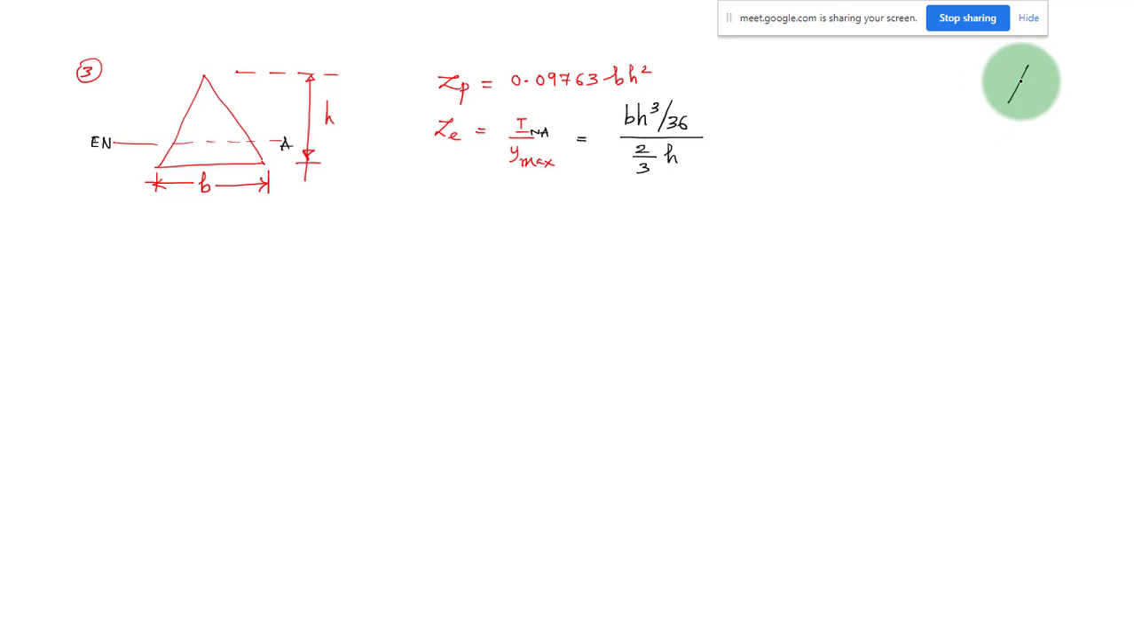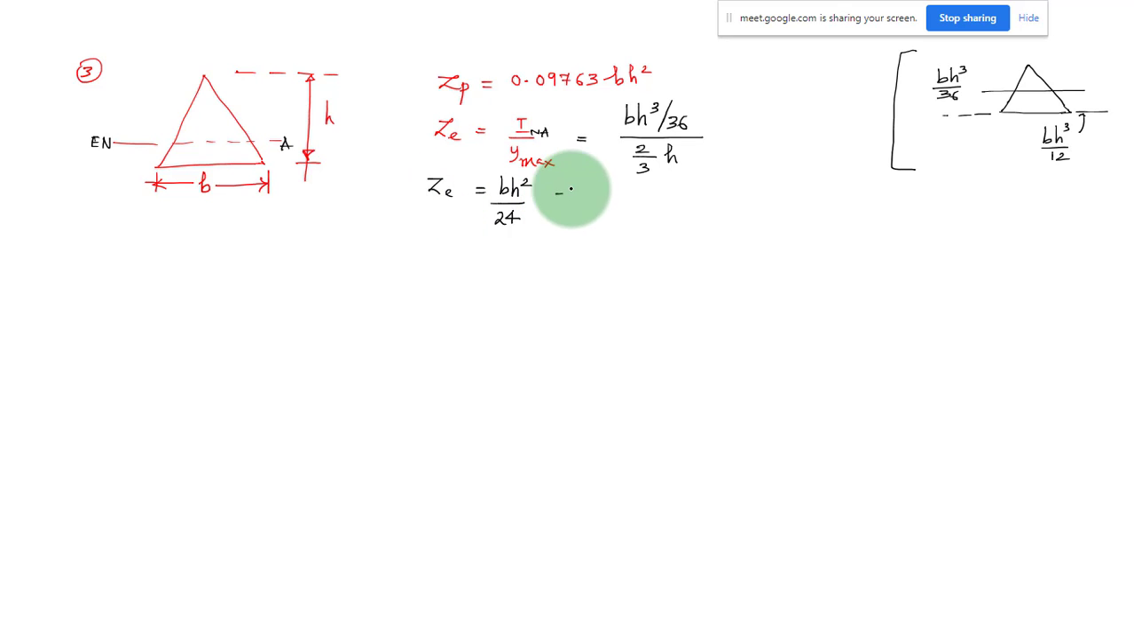You should remember that result. These are all first year basic results. About the neutral axis, the value will be b h cubed by 36. And if you take it about the base, the value will be higher, b h cubed by 12. So you have to remember this result. And so you can do this, and ZP will be coming b h squared by 24, I think.